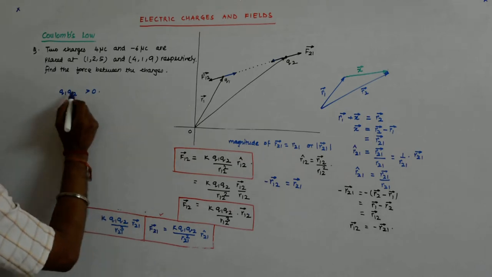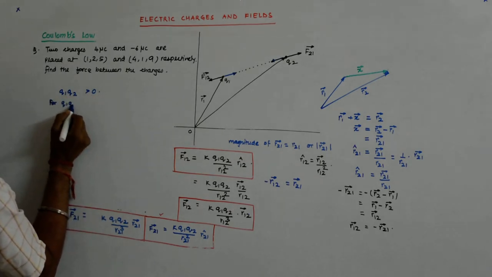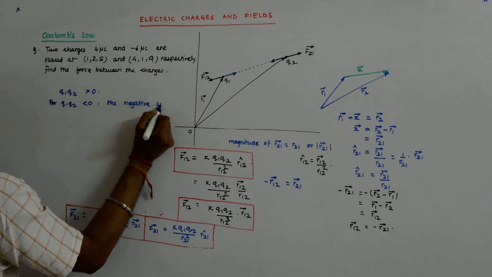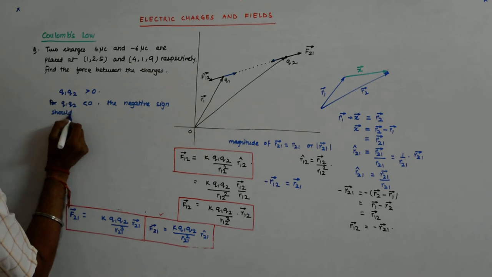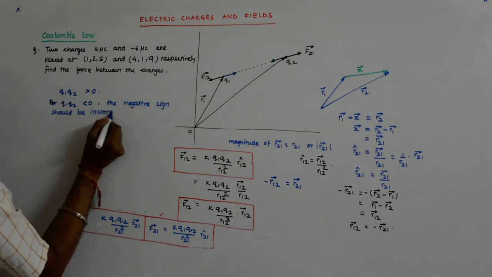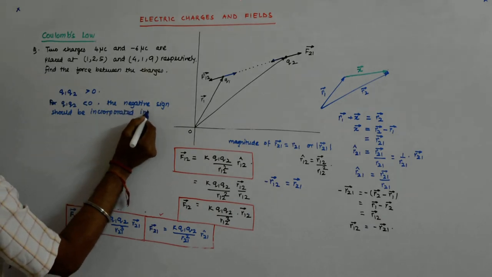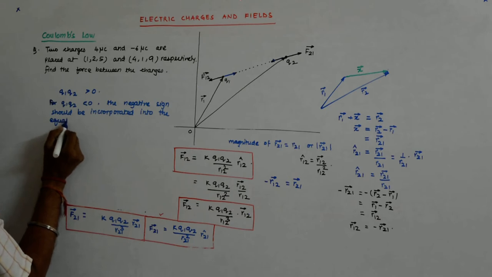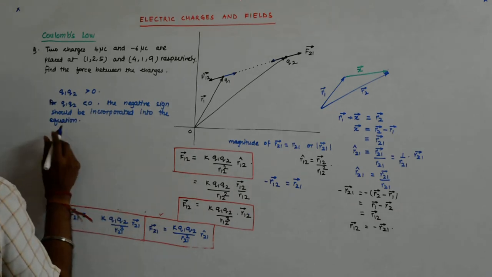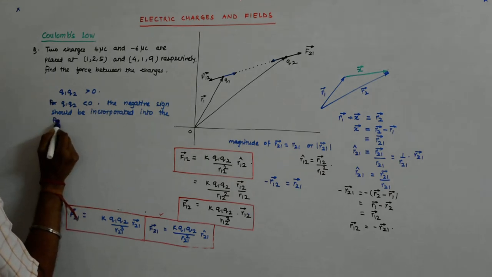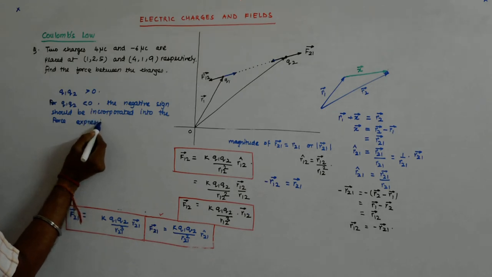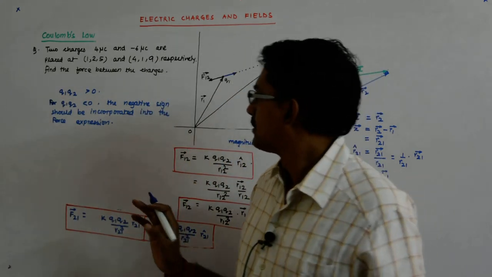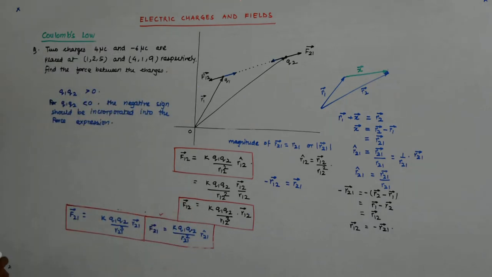Okay, so for Q1 Q2 less than 0, the negative sign should be incorporated into the force expression. That's all. So if you do nothing, you work with this positive, it'll keep on working even with the negative values. Fine. Now if that is understood, then we are in a position to solve this question.